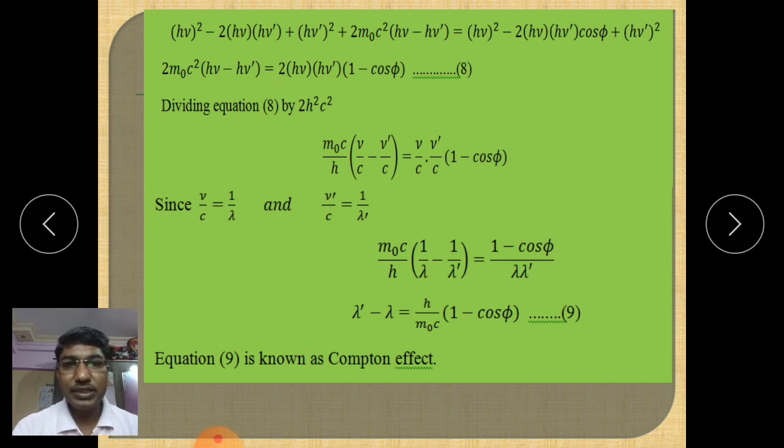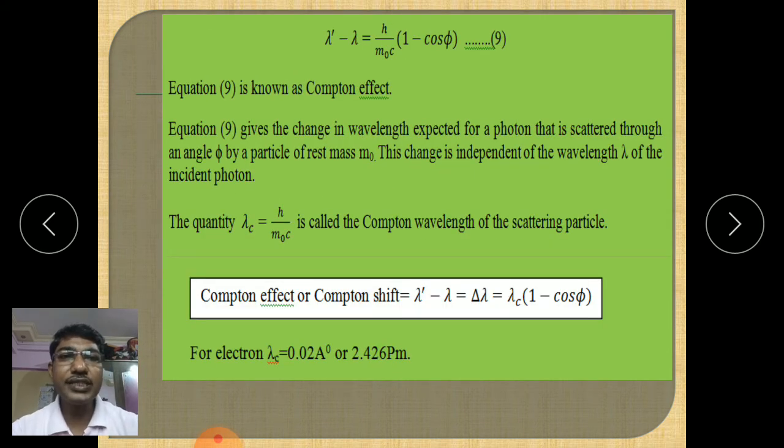You know the scattered photon has a longer wavelength than the incident photon. How much the wavelength changes, you can calculate using this formula. Here h upon m0 c, where h is the Planck constant, m0 is the rest mass of the electron, and c is the velocity of light. You have to substitute the values here, and this quantity is called lambda c, the Compton wavelength of the scattering particle.